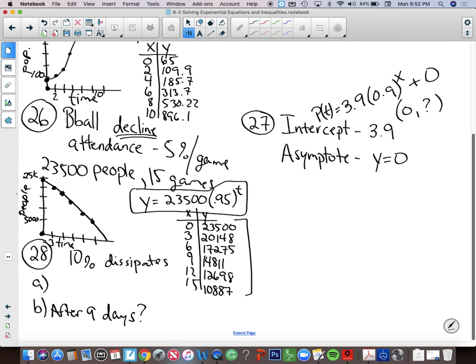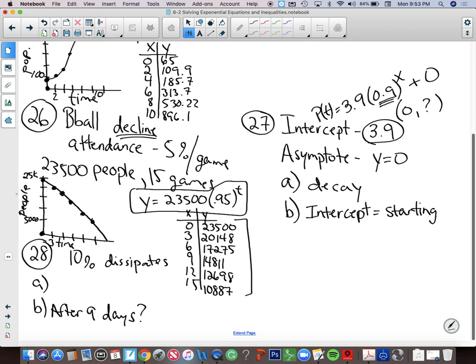The question is, and I skipped the first part, it says classified as growth or decay. Okay, we should know at this point that that right there is my growth or decay rate, and since we're less than 1, that's a decay model. So A is decay. And then B is asking what the intercept and asymptote mean in the situation. Okay, so my intercept, the 3.9 here, that's just a starting amount. That would be my starting amount of inline skaters.